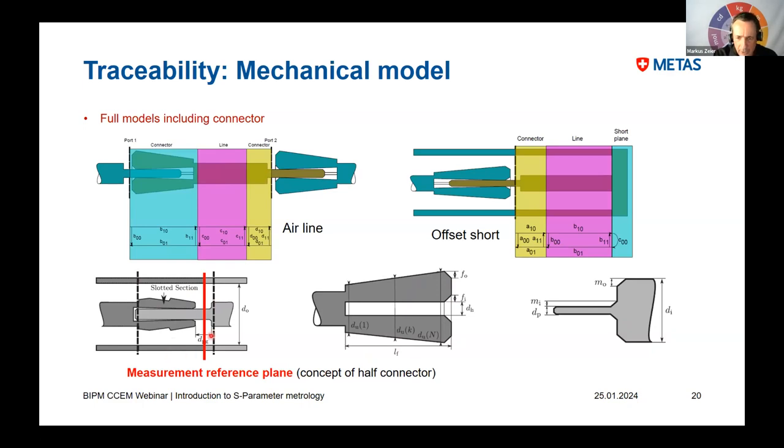An important concept here is the measurement reference plane, which has to be placed such that measuring device and device under test are as ideally separated as possible. I mean, you can't make a complete separation. That has to do with the features these coaxial connections have. You always have a male pin which is also sticking to the other side, and that's something which can't be avoided.